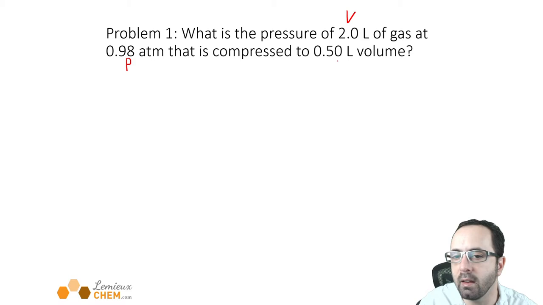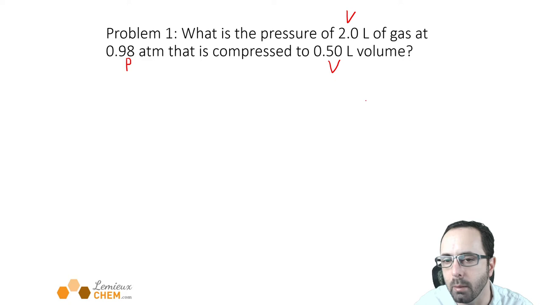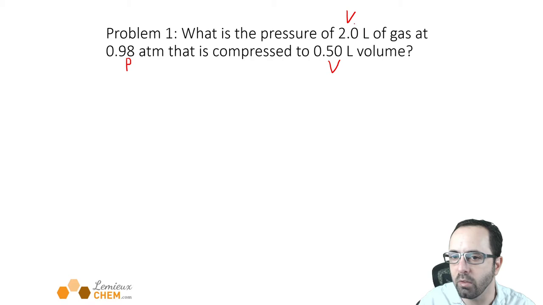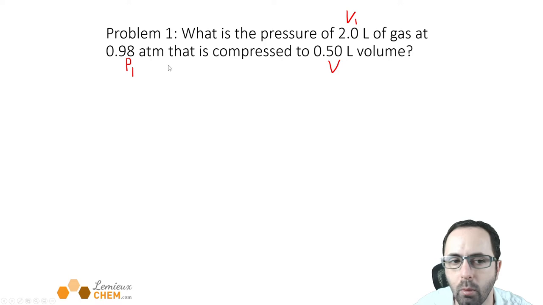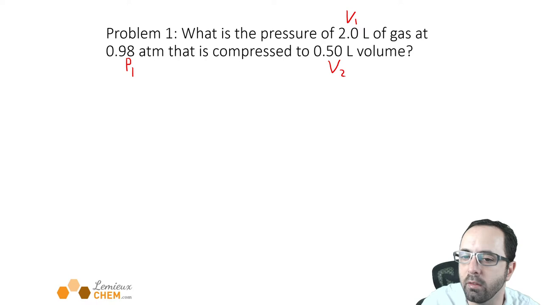Okay, so what you have to do is make sure that you line up your V1 and P1 so that they're referring to the same situation. If we call this volume V1, the P1 has to be the pressure when the volume is V1. When volume is 2 liters, pressure is 0.98 atmospheres. So if we call this V1, we have to call this P1. And then this is a different volume, so we call this V2.